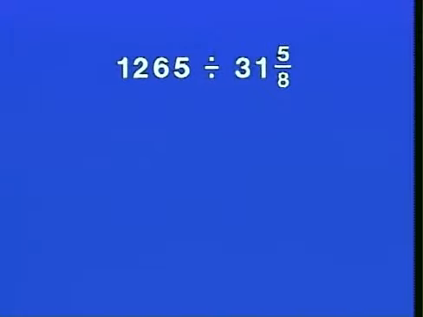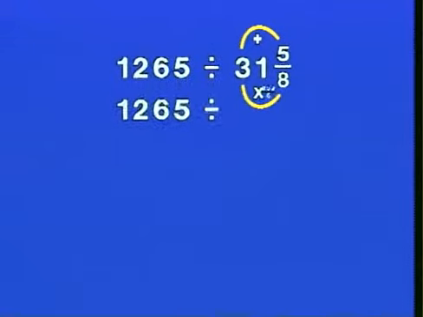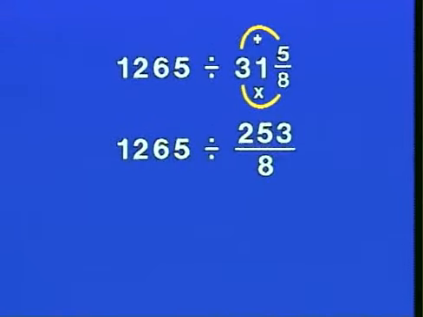Our first task here is to change 31 5/8 into an improper fraction. And recall, what we do is we multiply 8 times 31 and then take that product and add 5. And when we do that, we find that the fraction is 253 over 8. Now the 8 times 31 plus 5 will give us the numerator of the improper fraction. And it's important to understand that the denominator is the denominator in the 5/8. That is, it is the 8.